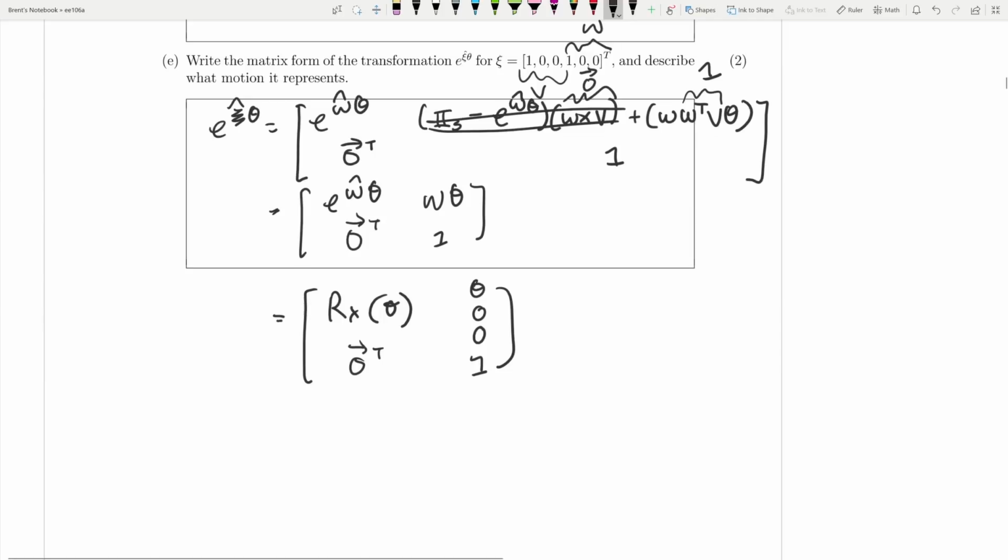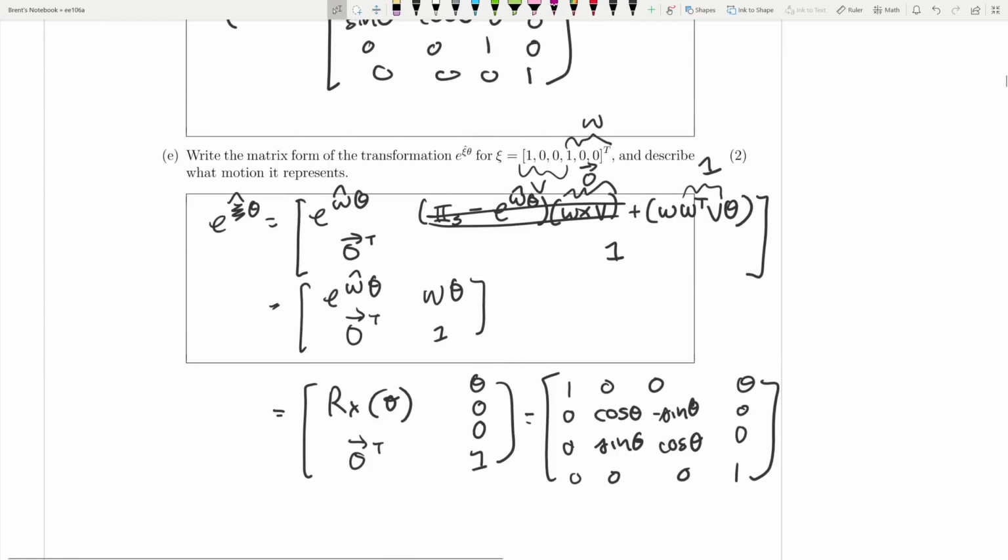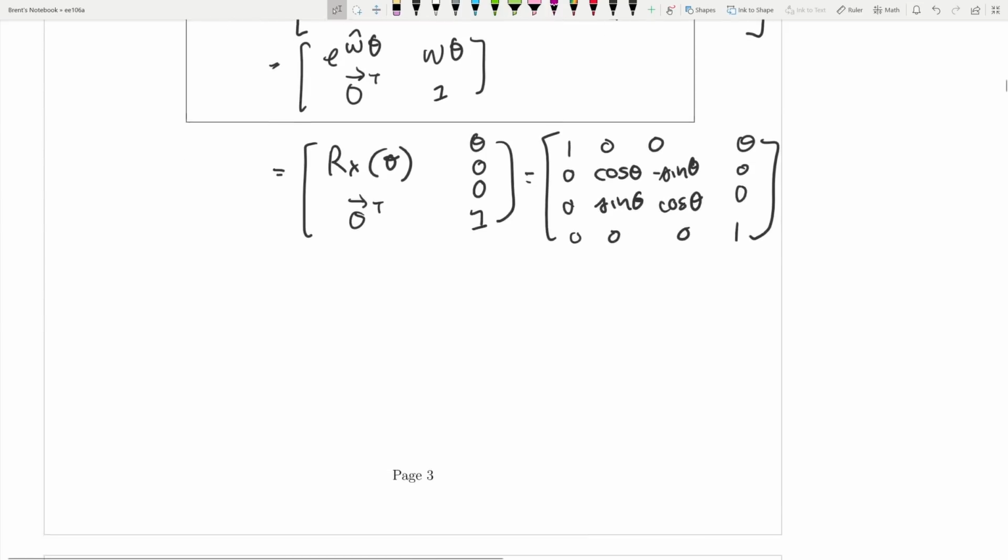And then if we just fill in our solution for what Rx is, we get that this guy should be 1, 0, 0, 0, cosine theta, negative sine theta, 0, sine theta, cosine theta. Then all zeros at the bottom, a 1 at the right, and then theta, 0, 0 for the translation. And that's the answer for part E. I think that's all for number 1. Let's look at number 2.